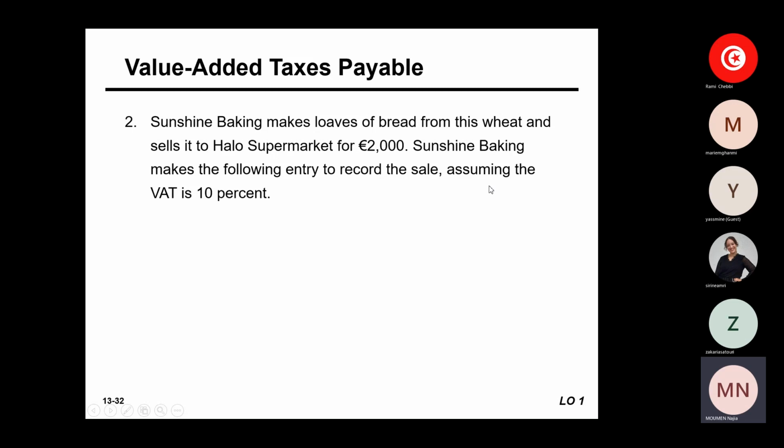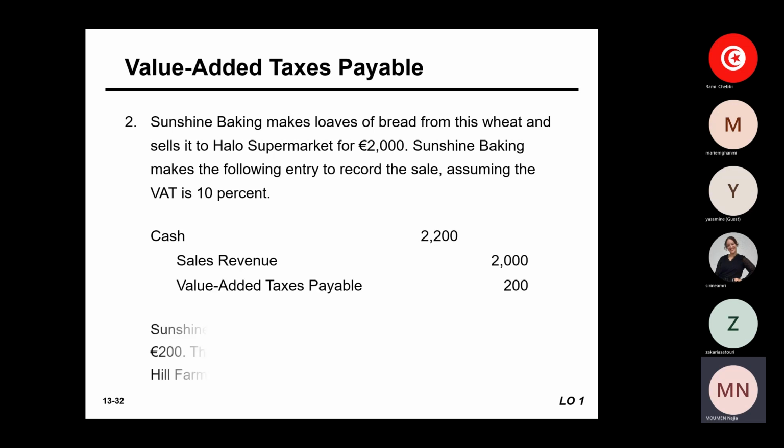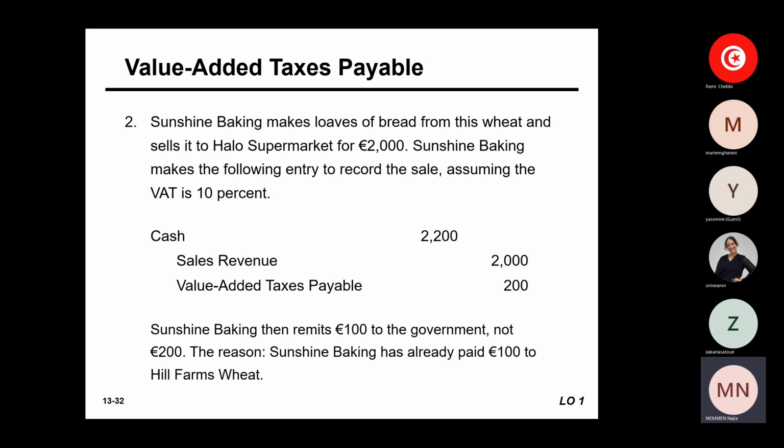And here, of course, assuming still the 10%. So in this situation, Sunshine Baking is now the seller. So we'll be collecting 2,200. That's 2,000 for the selling price, plus the 10% of value-added taxes. It will be crediting revenues for 2,000 and value-added taxes payable for 200. So in this situation, as Sunshine Baking, I won't remit the entire 200 to the tax authorities. No, I will just remit the difference of what I already paid. I already paid 100, and I received 200 from the other customer. So the amount to be remitted to the tax authorities will be only 100 euro. Okay.